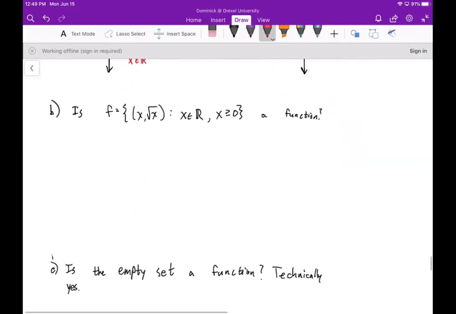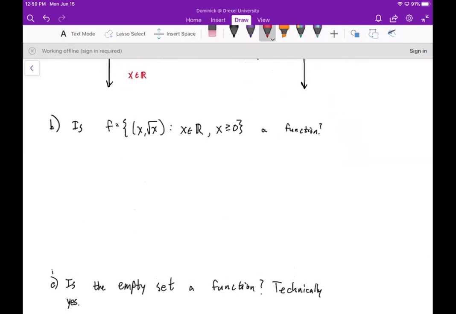Okay. Now, part B is the relation where we have x comma square root of x, where x is a real number that's also positive. Is that a function? Well, again, you can think of this as y equals square root of x. And here we'll take this to be just the positive or the principal square root function.